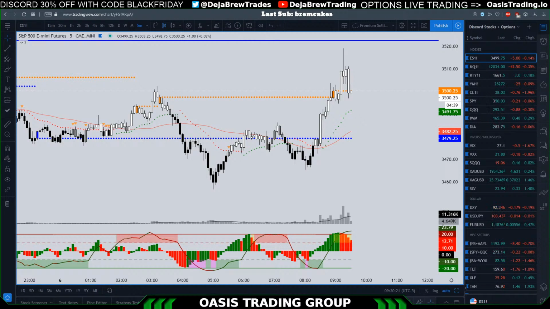PLTR 1 million share block trade. No direction though. Keep an eye on that. Over 1 million shares. Neo as well. Over 1 million share block trade on Neo, bullish, trading at $41.